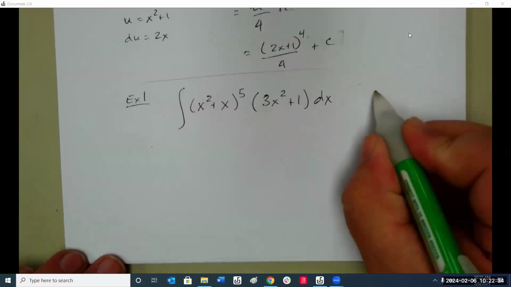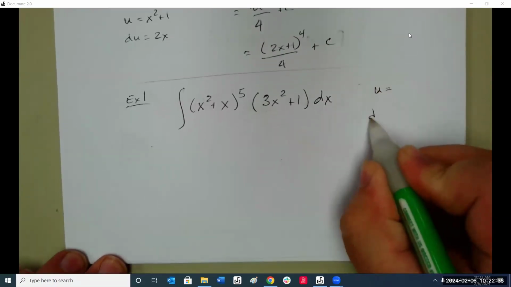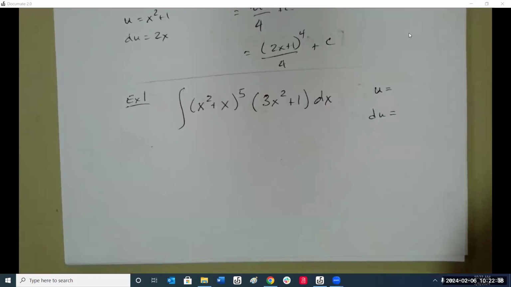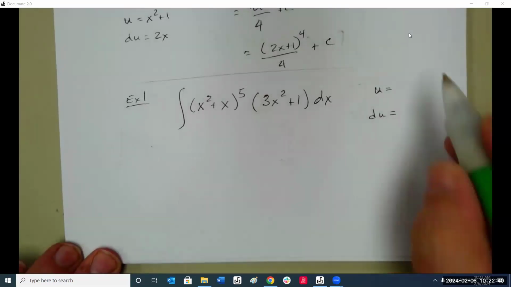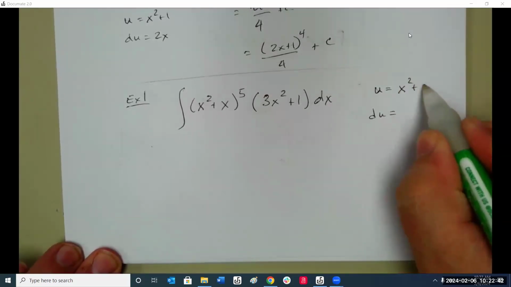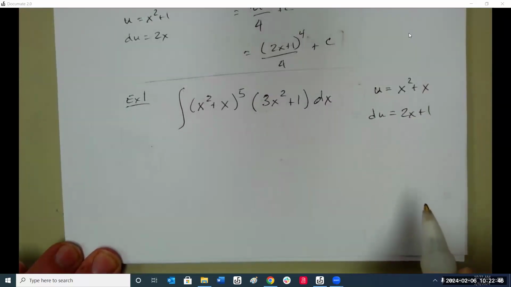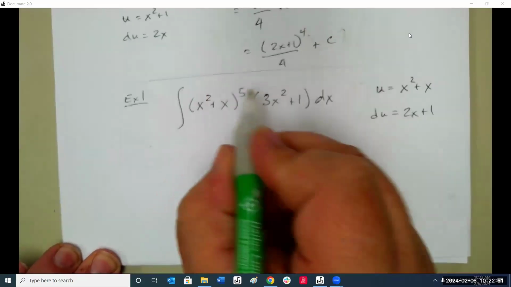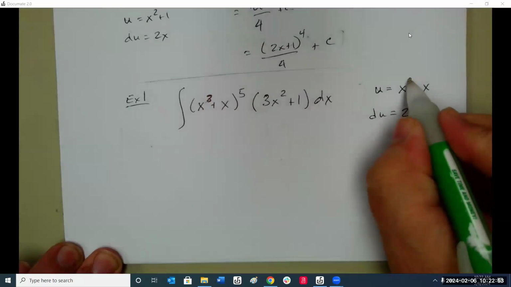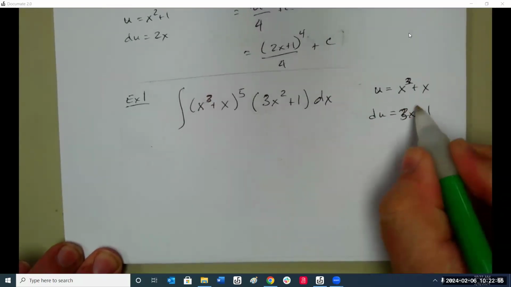So we'll use substitution. Do we have a u and do we have a du? Yes, x squared plus x is u, du is 2x. Correct. So 2x plus 1. Well, that should be x cubed. It's x cubed, I'm sorry. x cubed plus x. Yeah, so it's 3x squared, right?